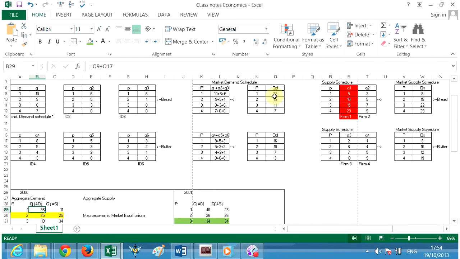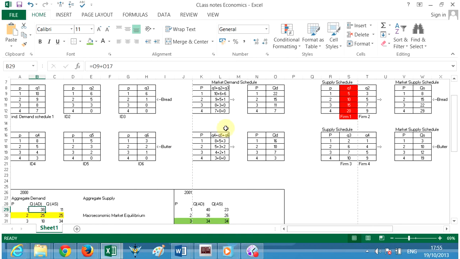Half screen, so you can see the two market demand schedules. Remember, the individual demand curves sum together to form the market demand schedule. The aggregate demand schedule is the sum of the market demand schedules, or actually the sum of the individual curves. So the individual demand schedules form the market demand schedules, and the summation of these two market demand schedules creates the aggregate demand schedule. Everything is summing in macroeconomics.